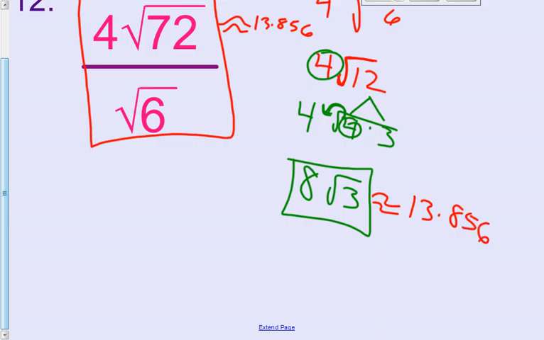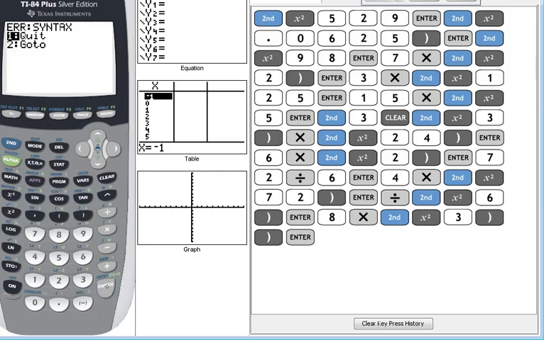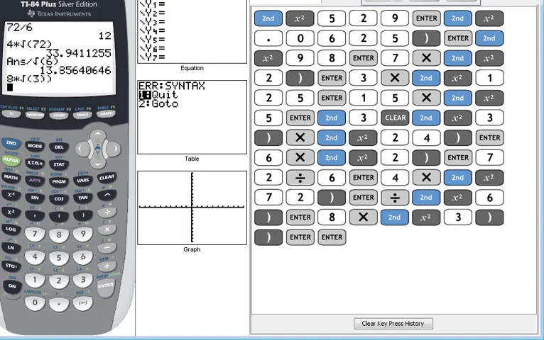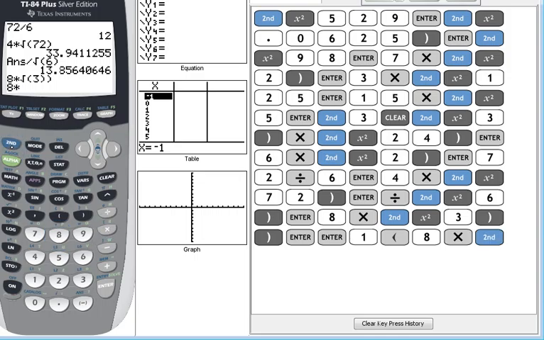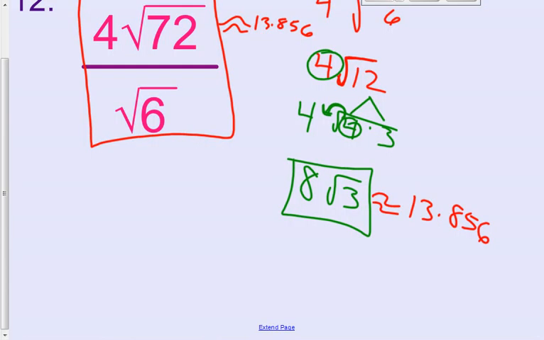8 times the square root of 3 is, oopsie, sorry about that, 8 times the square root of 3 is 13.856. That's kind of fun, isn't it? Like when it works out just like this, boom, boom. I don't know, I get a kick out of that. So I know with 100% certainty that 8 square root 3 is my right answer.